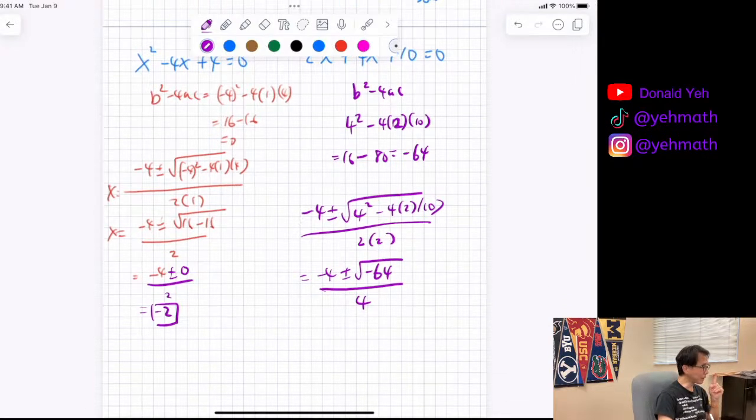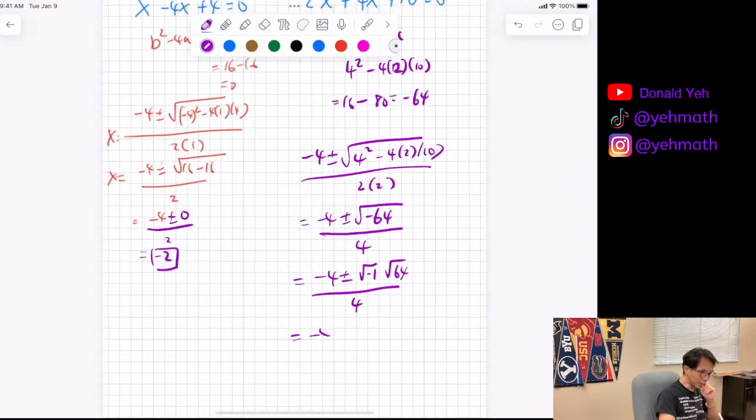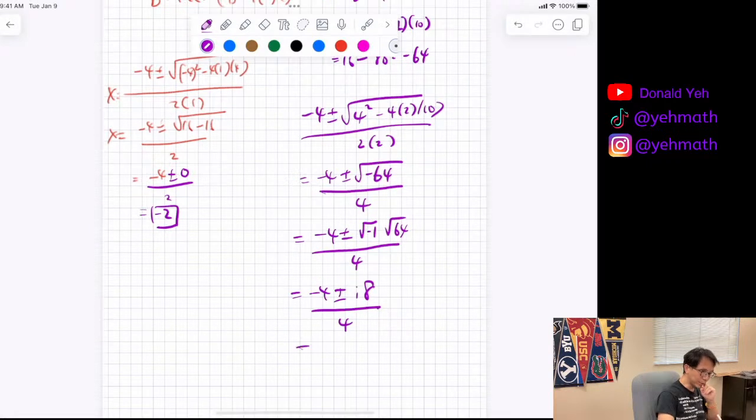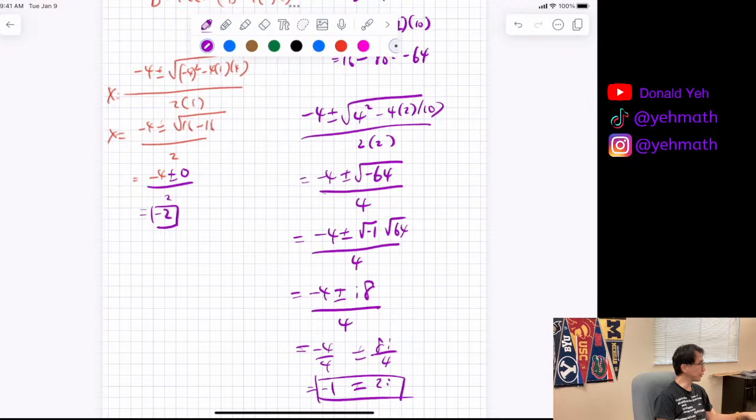Now, what happens if you have negative 64? What do you have to do? Take out i. So you change this to the square root of negative 1 times 64, and that just takes an extra step. That's negative 4 plus minus i times 8. So 8i over 4. So that's equal to negative 4 over 4 plus minus 8i over 4. That's equal to negative 1 plus minus 2i. So there's actually a solution, but just not a real number.